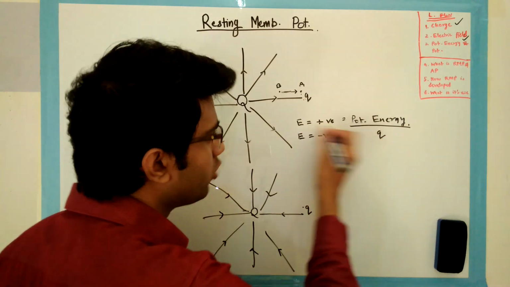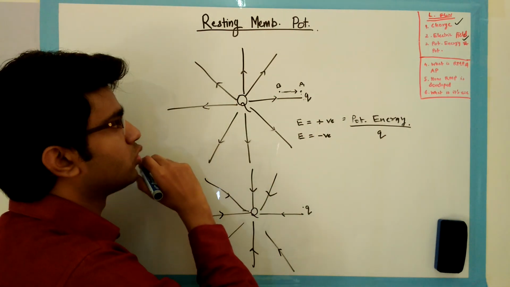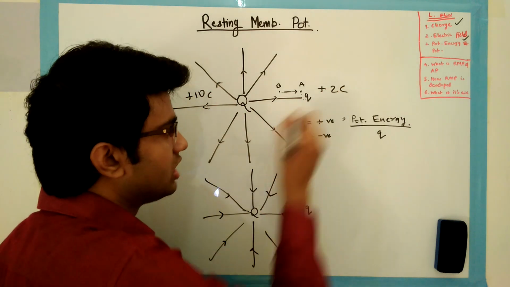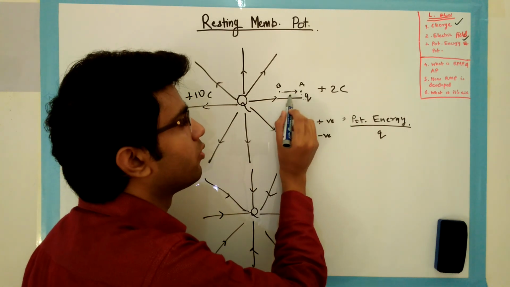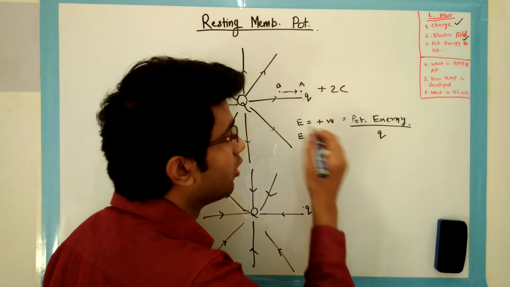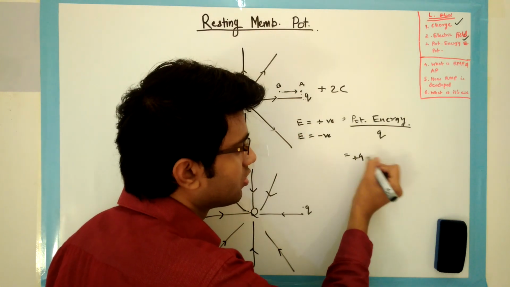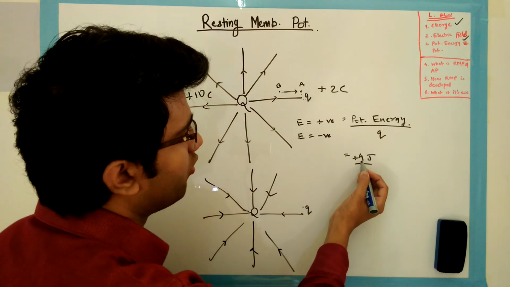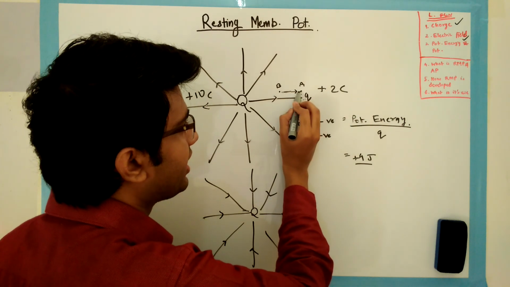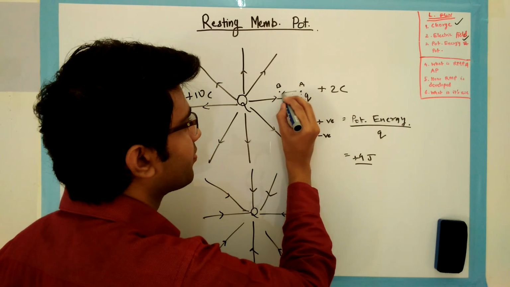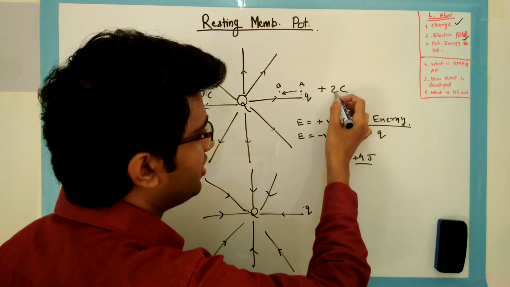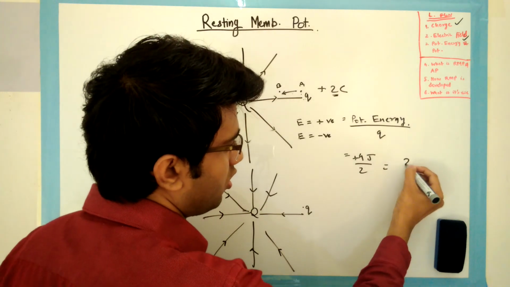So to give you an example, suppose this was a 10 coulomb charge, this was, suppose, a plus 2 coulomb charge, and from moving it from point A to B, suppose there was an energy change of 4 joules, right? So 4 joules will be our potential energy of moving this 2 coulomb charge from point A to B. And what will be the potential? We just divide it by the charge, so it will be 2 volts.